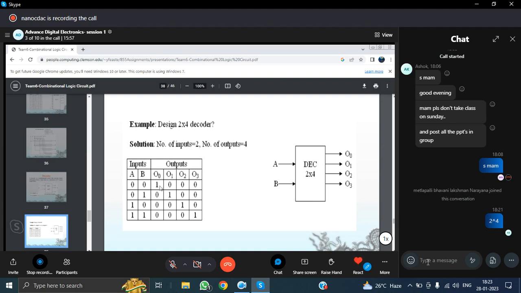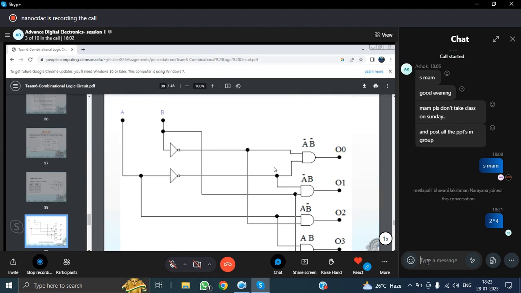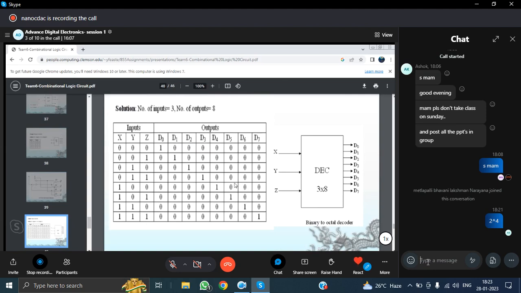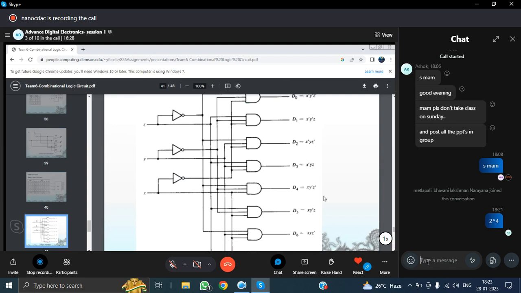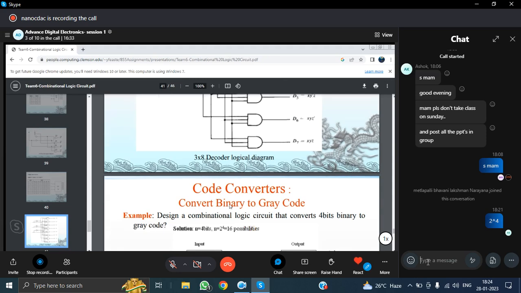If you want to design the logic for the 2 by 4 decoder, this is the logic diagram. How do you design a 3 by 8 decoder? There are 3 inputs, and 2 power 3 is equal to 8 outputs. For these 8 outputs, if you write D0, D1, D2, D3, D4, D5, D6 and D7, you will get the logic equations like this. According to these logic equations, you can draw the logic diagram for the 3 by 8 decoder.